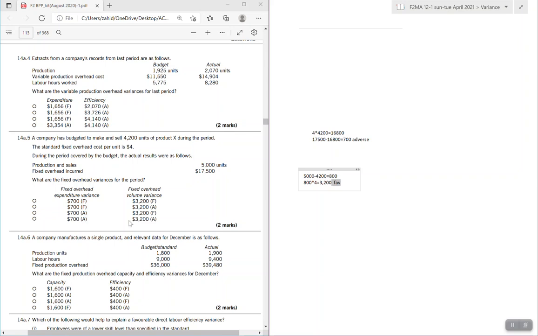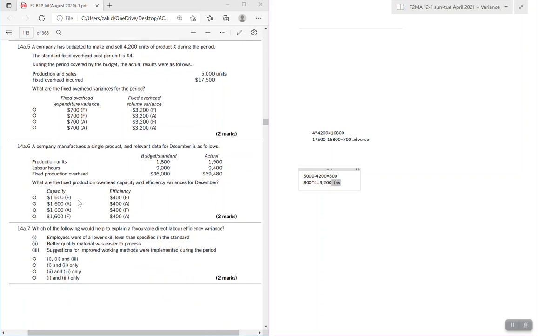The answer is C here. Next, what are the fixed overhead capacity and efficiency, which are the sub-part of volume variance? Remember, in the accounting for labor chapter, we had 3 ratios for labor. One was production volume, efficiency, and capacity. Efficiency was the speed at which employees were working. Capacity was how long employees were working. And both of them multiplied gave you the overall volume that was achieved.